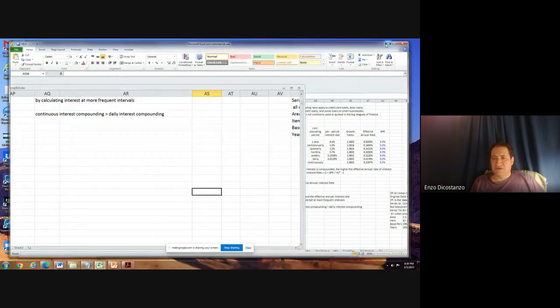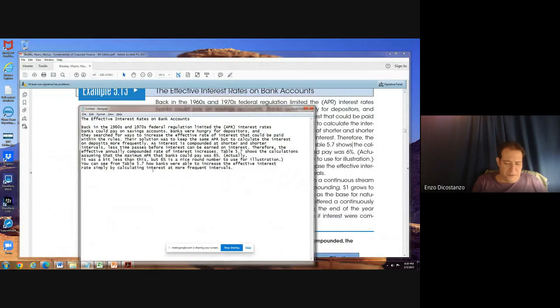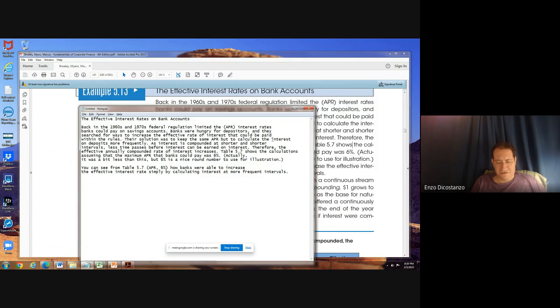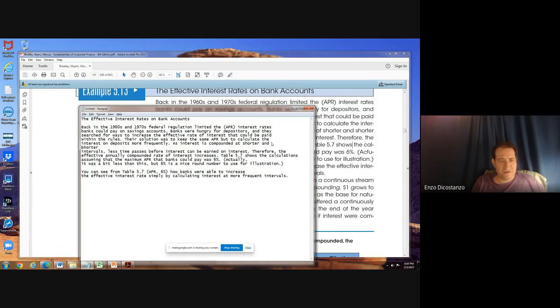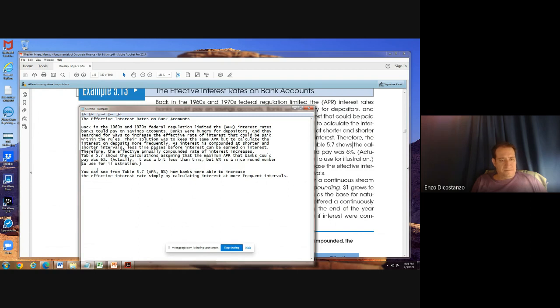So let's see how much of that, because I don't want to start putting in all the e to the x stuff and whatever it might be. As you can see, the APR 6% example shows how banks were able to increase the effective rate simply by calculating interest more frequently, at shorter intervals. Therefore, effective rate table. Banks could pay with 6%. And we'll just put here previously computed.